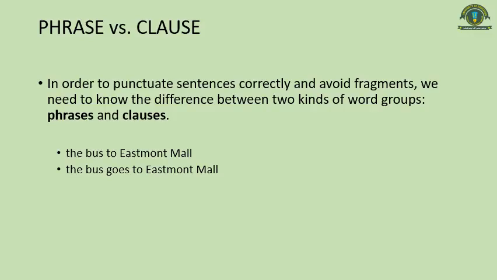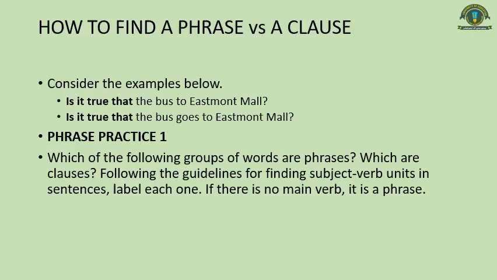So, in order to punctuate sentences correctly and avoid fragments, we need to know this basic difference of these two kinds of word groups. Okay. So how to find a phrase versus a clause? Consider the examples below. Is it true that the bus to Eastmont Mall? And the second one, is it true that the bus goes to Eastmont Mall?